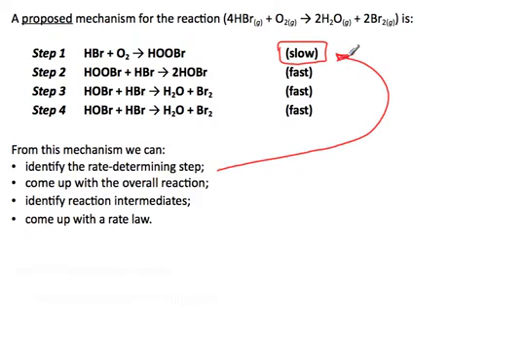So again, a part of the mechanism that is identified to be the slowest, or proposed to be the slowest possible step, and we'll get a sense of why that's proposed in a minute. So we've identified the rate determining step as slow. There it is, that's step 1. From this mechanism, we also need to be able to come up with an overall reaction, identify reaction intermediates, and come up with a rate law. Okay, so let's carry on with that.